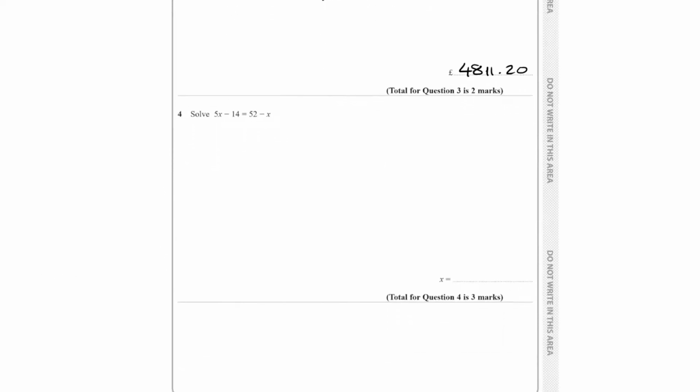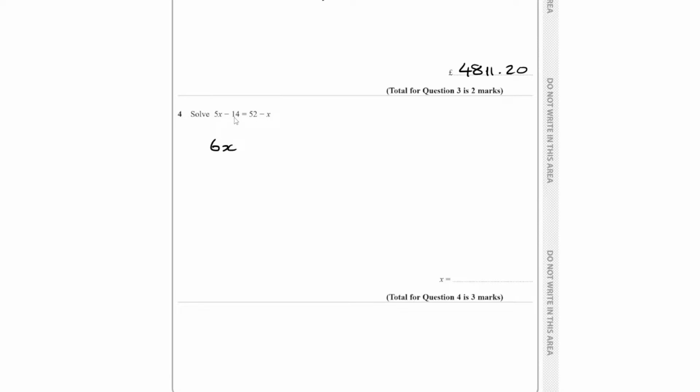Okay, question 4, we've got a nice solving linear equations question. So first of all, you can notice that we've got x on both sides, so I need to get those together. I'm going to move the x here to the left because overall I want to have a positive number of x's, so that makes more sense. I'm going to add x to both sides, so that makes it 6x.